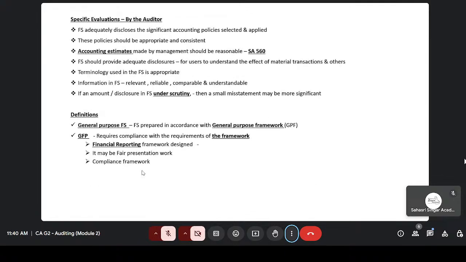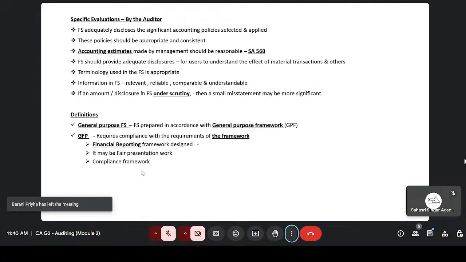Now, specific evaluation by the auditor. Some points, when you read, might look like the same thing you read at the beginning of the chapters, but there will be some catch, because the questions will be asked from the auditor's report point of view. So when you prepare a report, the questions will be asked, and you have to read the question properly, how the question has been framed.